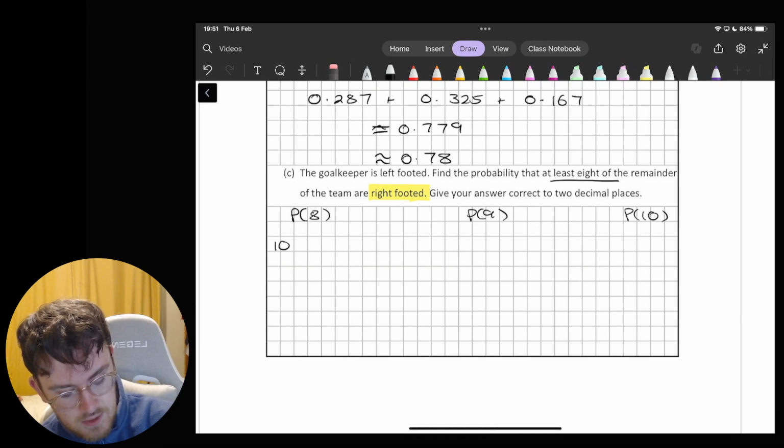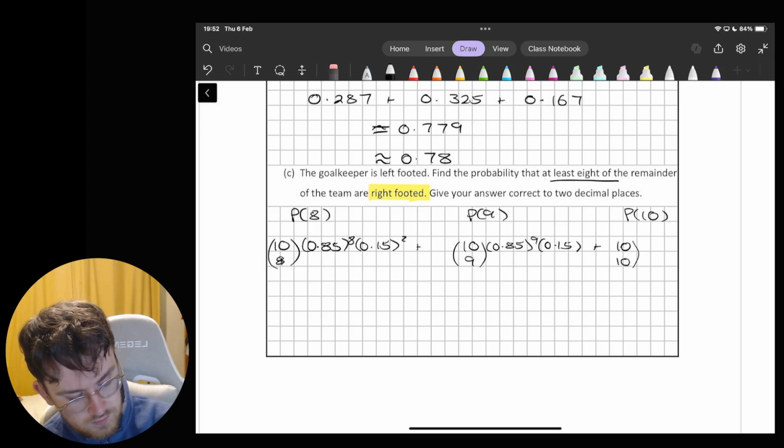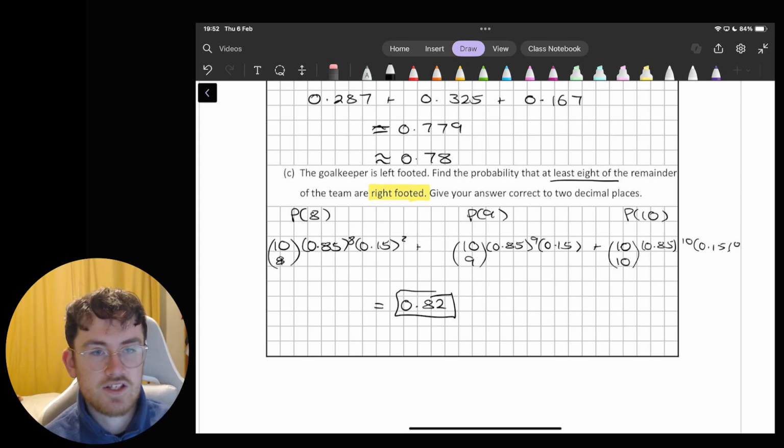So out of the 10 people remaining, we want to choose 8 of them being right-footed, so 0.85 to the power of 8, 0.15 to the power of 2, plus out of the 10 people, we'll choose 9 of them to be right-footed, 0.85 to the power of 9, 0.15, and out of the 10 people, we'll choose all of them to be right-footed, so that's 0.85 to the power of 10, and 0.15 to the power of 0. And that's going to give me an overall answer of 0.82, as my answer for the probability that at least 8 are right-footed.